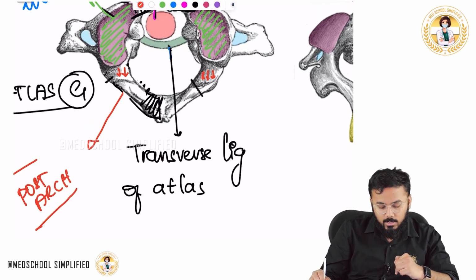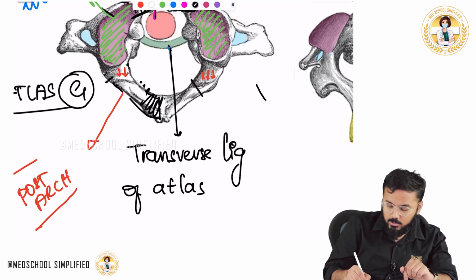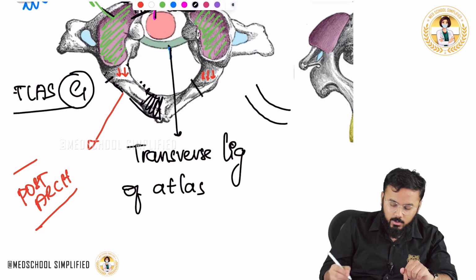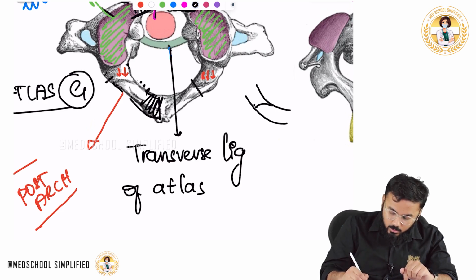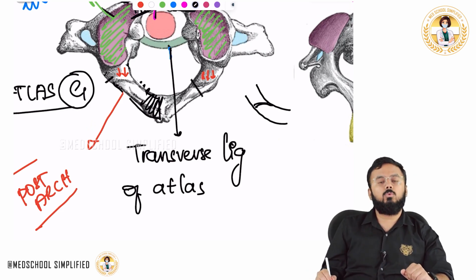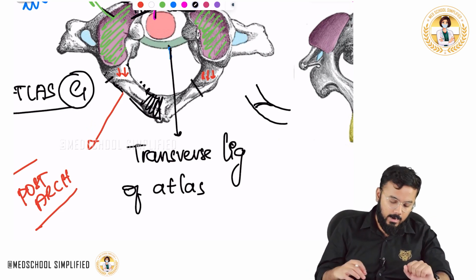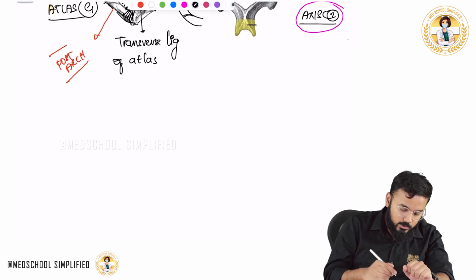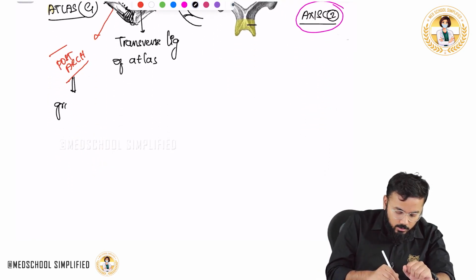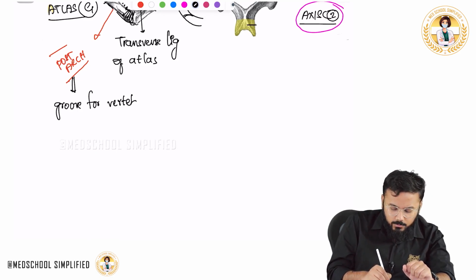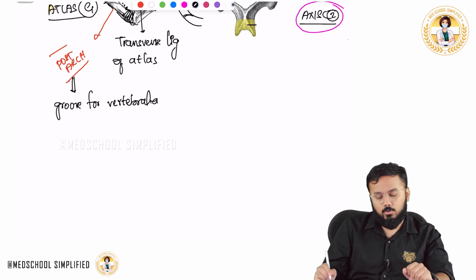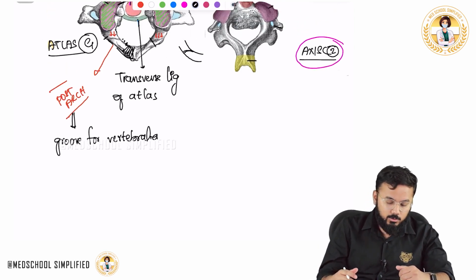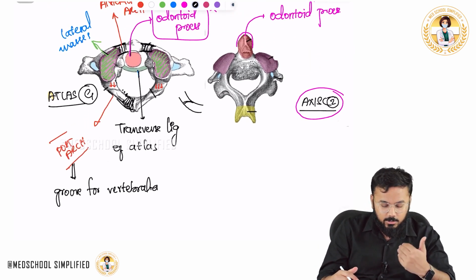So this is your posterior arch like this. On the posterior arch, you see a groove in this way, right? That groove is the groove for the vertebral artery. So on the posterior arch, you have a groove for the vertebral artery. Okay. So this is all the discussion regarding your atlas.